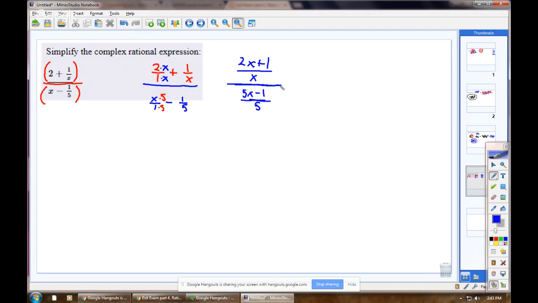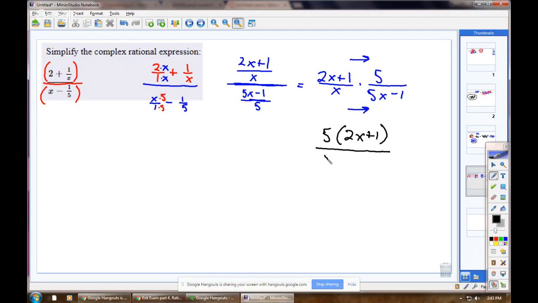So now to deal with this fraction bar right here, recall that division with fractions is multiplying by the reciprocal. So we take our first fraction, 2x plus 1 over x, and we're going to multiply by the reciprocal of the denominator fraction. In this case, all I can really do is multiply across the top and multiply across the bottom. And so it looks like the answer is, I'm going to write it as 5 times 2x plus 1, which you could distribute if you want, over x times 5x minus 1.